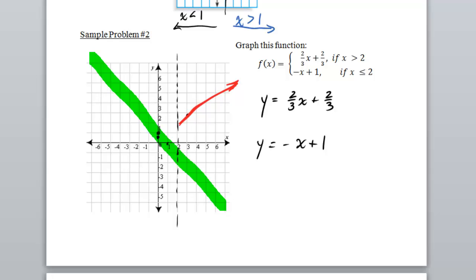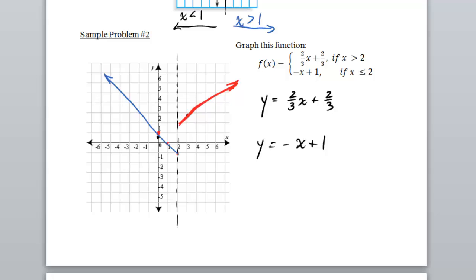Then I'm going to graph negative x plus 1 for all the x values less than or equal to 2. And so that's going to be, and again, a straight edge would be useful here. So be sure to use a straight edge when you're graphing this.